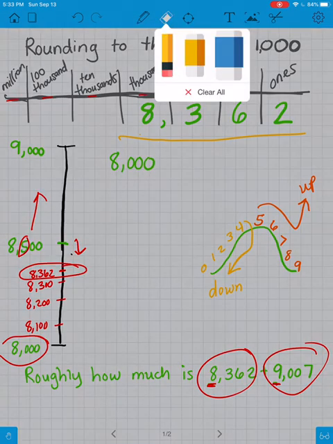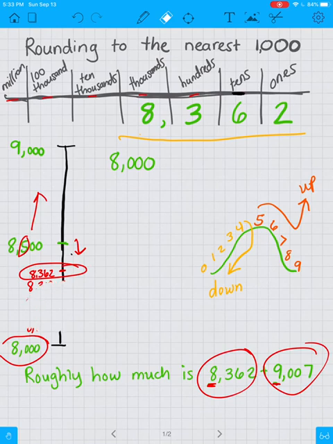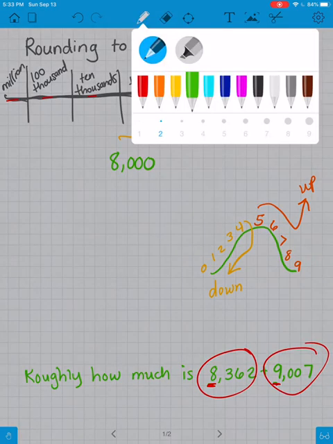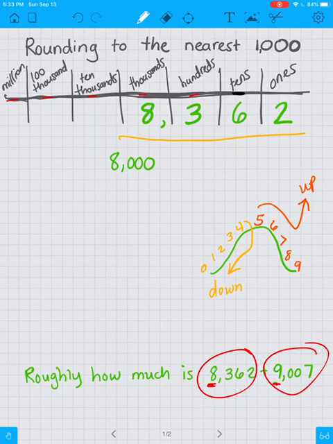Okay, now we're going to look at the second part, because we only did part of the problem. It says, how much is 8,362 plus 9,007? So I'm also looking at the second number, 9,007. So I'm going to do another vertical number line.